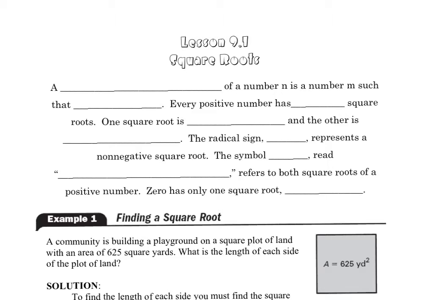A square root of a number n is a number m such that m squared equals n. So every positive number has two square roots. One square root is positive and the other is negative.